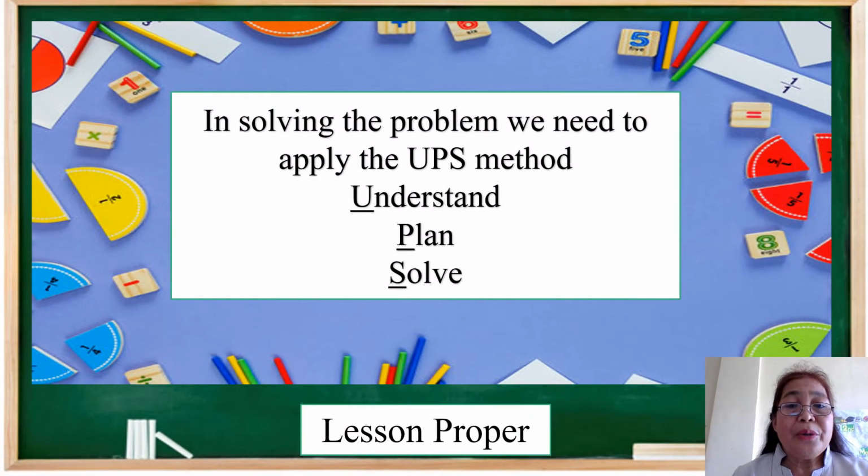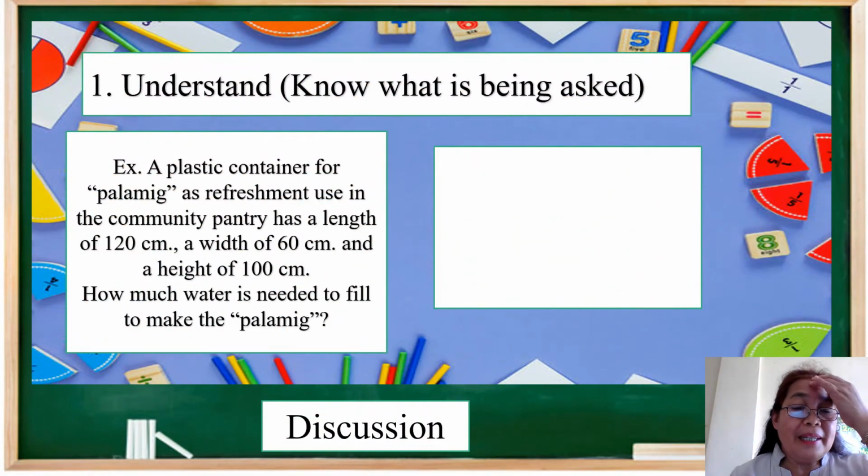Again, I told you, in solving the problem, we need to apply the UPS method. U stands for understand, P stands for plan, S stands for solve. Let's get on with it. The first step is understand. How do we understand? Let us know what is being asked.